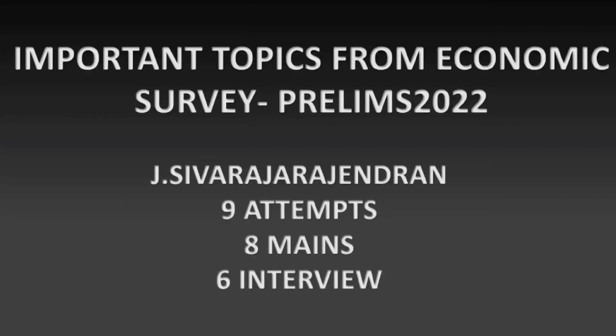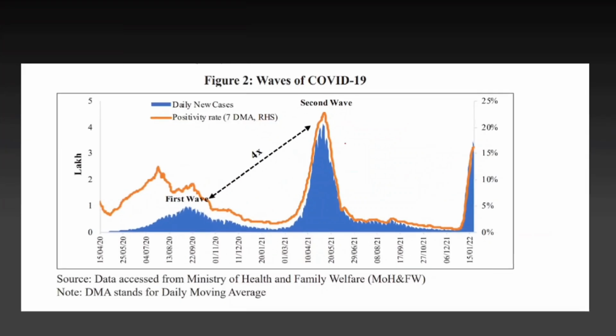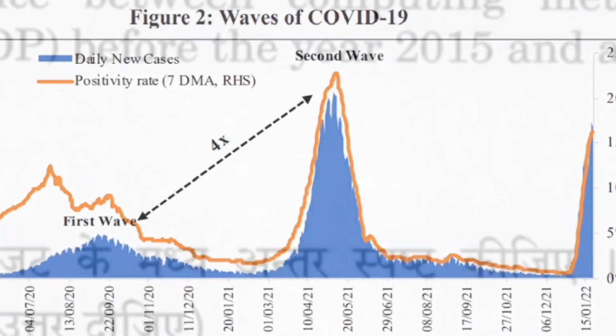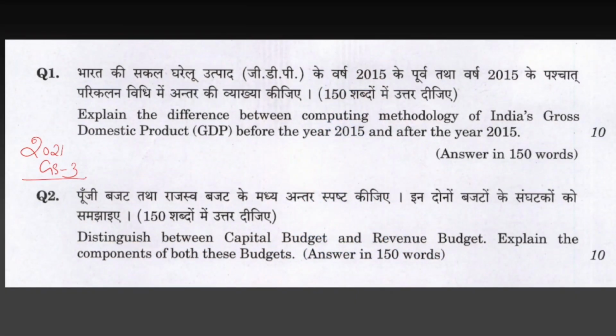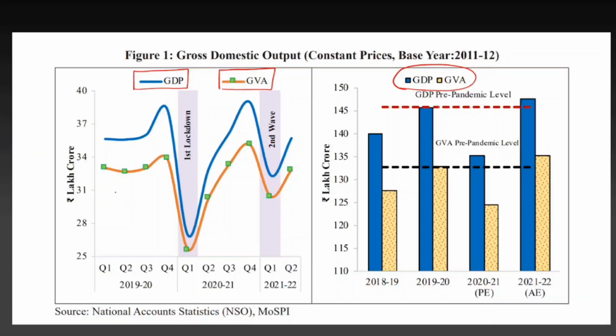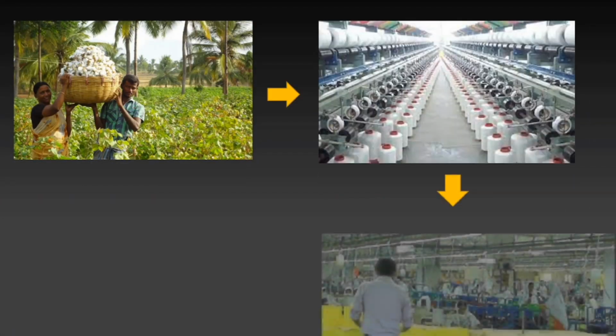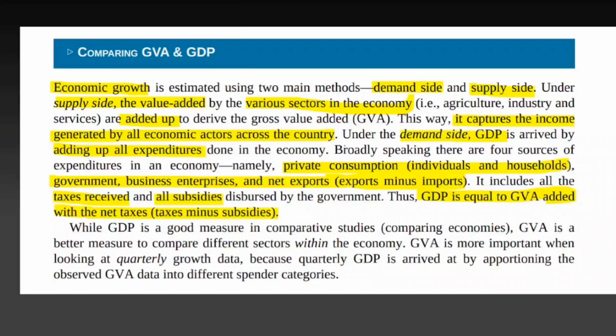Important topics from the economic survey for the preliminary examination 2022. This whole series would be about all these tables and all these graphs. GS paper 3, so look at how they have asked this. This is one more question. So I have this question series. If you think about it, that is what the question also aims to ask you.